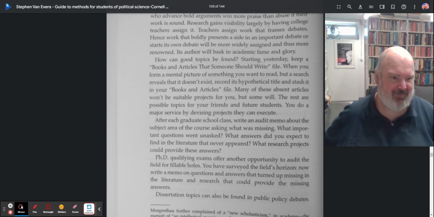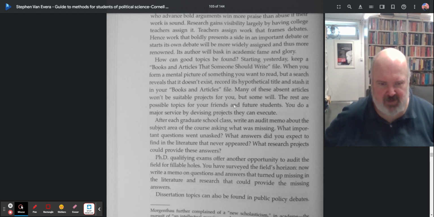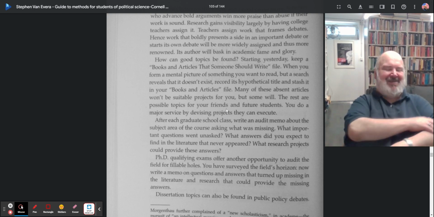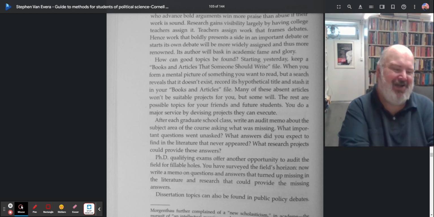This is a very strange way of doing it, but I understand this. Many of these absent articles won't be suitable projects for you, but some will. The rest are possible topics for your friends and future students. You do a major service by devising projects that they can execute. I understood this.